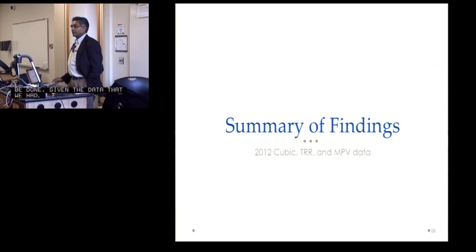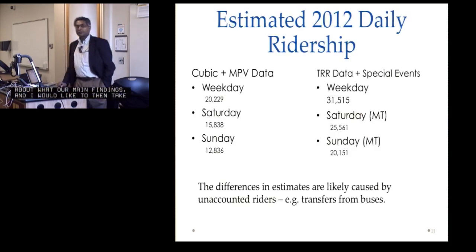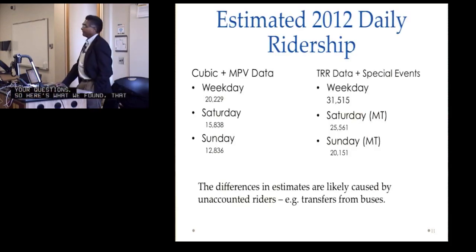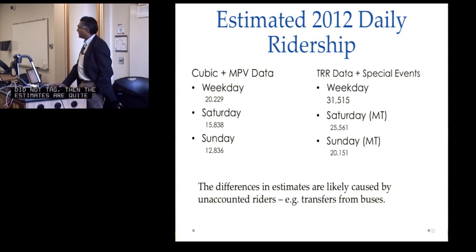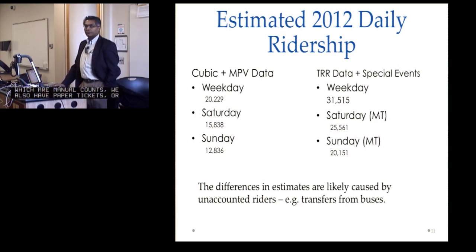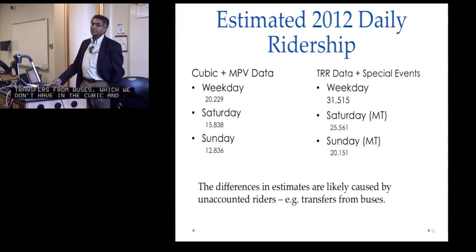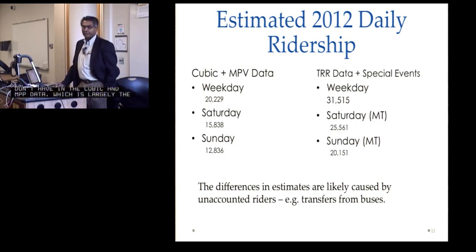Let me talk a little bit about our main findings, and then I'd like to take your questions. Here's what we found. If we compare Cubic and police validator data, from which we can get those passengers who did not tag, the estimates are quite different compared to the TRR data. But that is expected. Remember that in the TRR data, which are manual counts, we also have paper tickets or transfers from buses, which we don't have in the Cubic and MPV data, which is largely the tags, the card reader and the police mobile validator data.